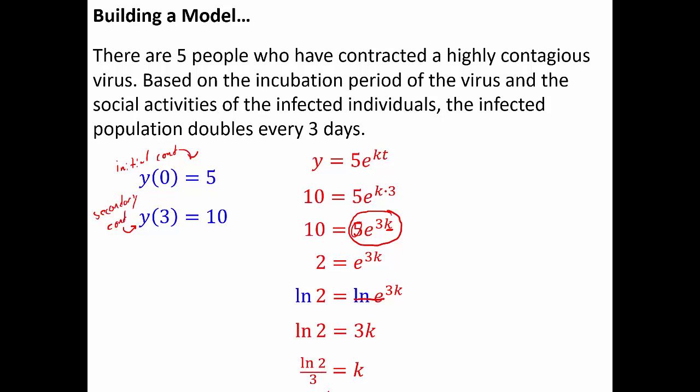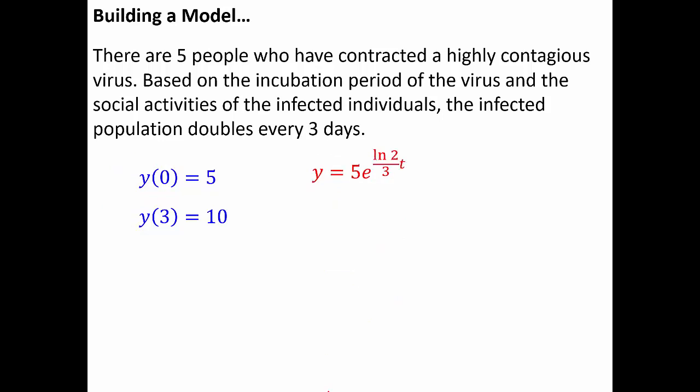Just like I did when I figured out c, now with the k value I'm going to go back and plug it back in. So what was y equals c e to the kt is now y equals 5e raised to the ln of 2 over 3 times t. And this is what's referred to as a model. Again, just like y equals mx plus b, I found my two constant values, my m and my b, or in this case, my c and my k, and I now have an equation that models the given data.